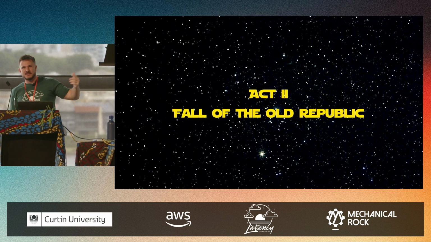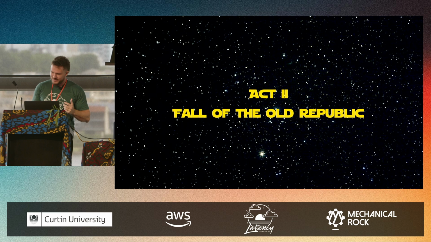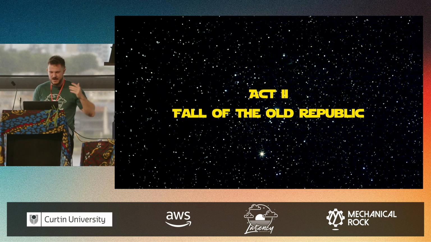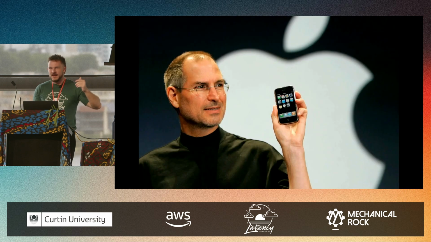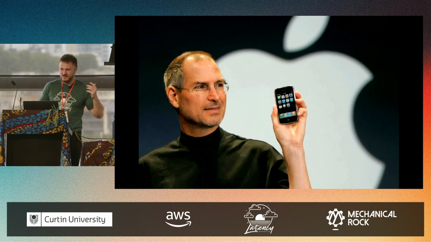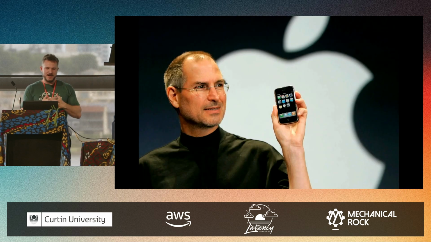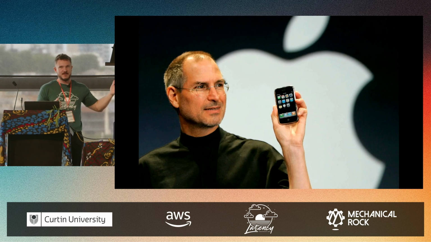And so that brings us to Act 2, which is the fall of the old republic. And I think one man can really be said to be responsible for the fall of Java applets and Flash. And that is Steve Jobs with the introduction of the iPhone. I don't know if you remember, the iPhone infamously shipped without Flash support.